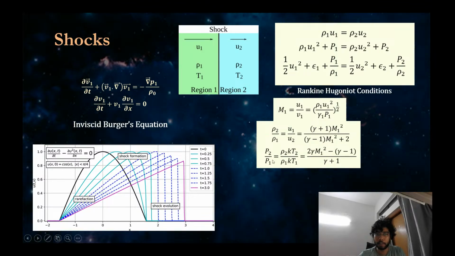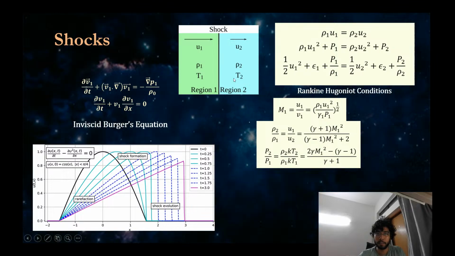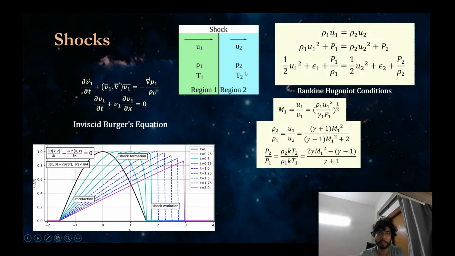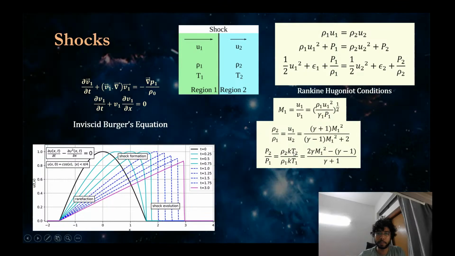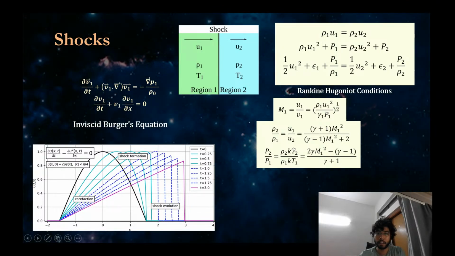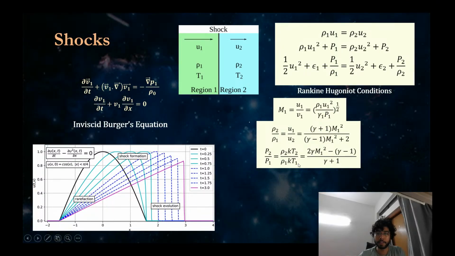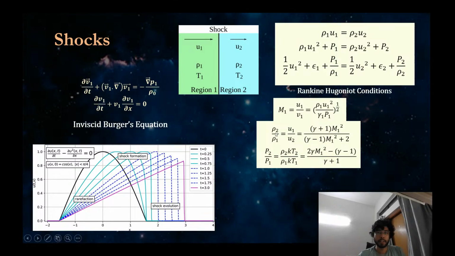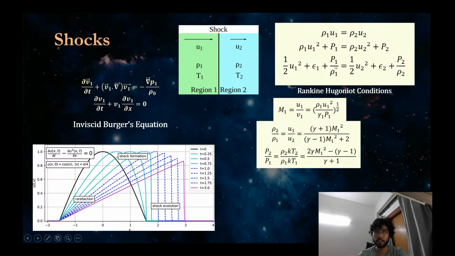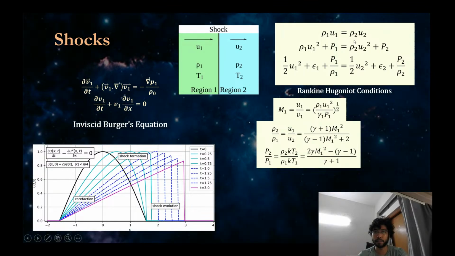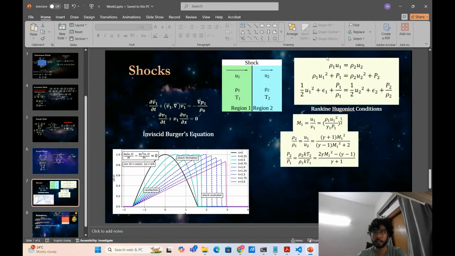And similarly for pressure, P2 versus P1: how the pressure in the post-shock region depends on the pre-shock region pressure. And P is proportional to rho KT, and that's how we also get the temperature in the post-shock and the pre-shock region. So let us derive this equation, just to see that we can get these equations from these three equations, right?